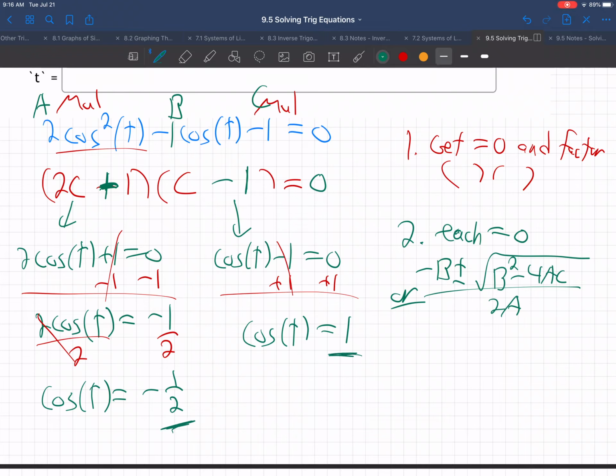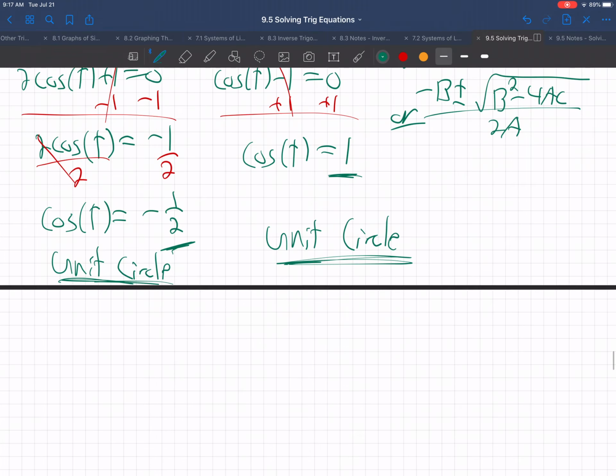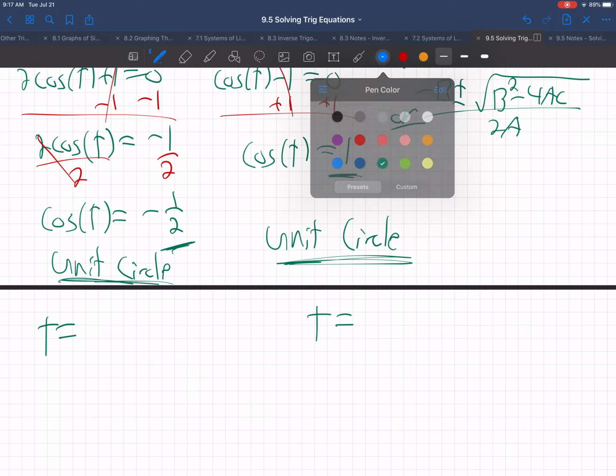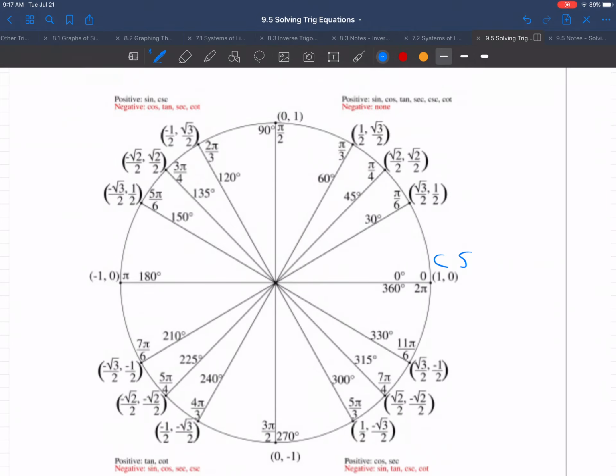Now we're not done. We're down to cosine. So now we go to the unit circle, because minus a half's on the unit circle and positive 1's on the unit circle. So we're just going to go to the unit circle now and find out where's cosine minus a half, what t values, and where's cosine positive 1. So first off, where's cosine minus a half? Here's my unit circle. Cosine, sine, cosine, sine, cosine minus a half. There it is. 2 pi over 3.